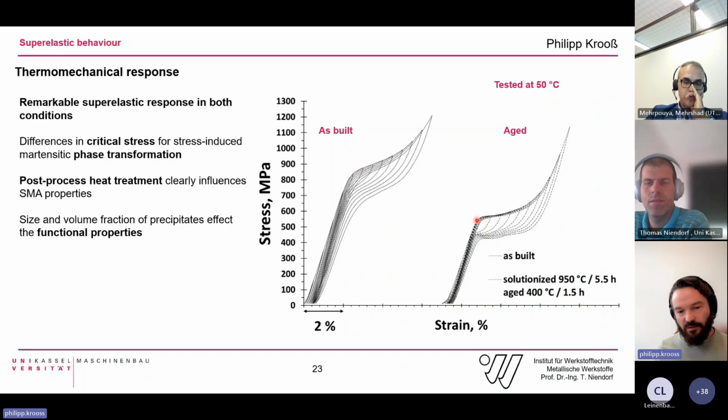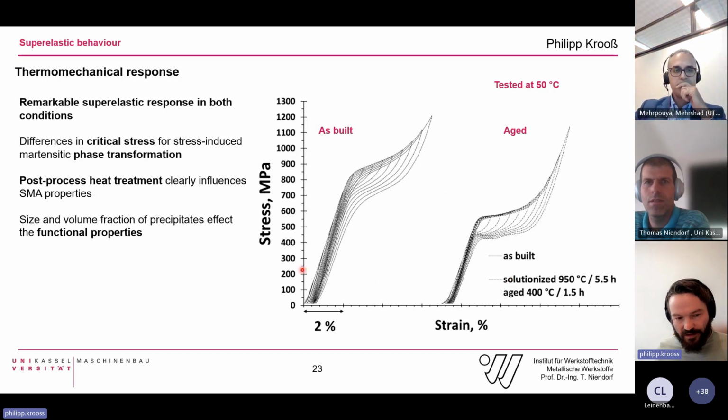The critical stress for martensitic transformation decreases a little bit due to the presence of the precipitates. They have some stress fields surrounding them, some coherency stress fields, and this allows for a very nice and smooth, highly reversible superelastic hysteresis here after solution treatment.